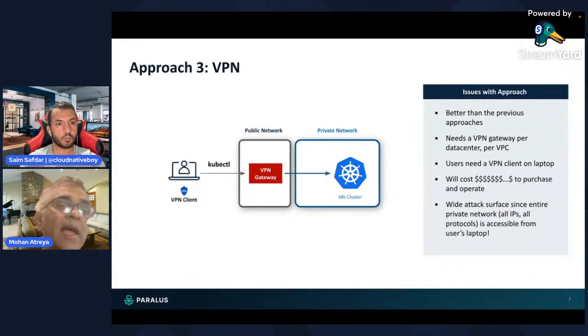So the VPN client, they just turn it on, they connect to the VPN concentrator, and the developer can run kubectl right on the laptop. No need to get on a bastion, which is going to be painfully slow and all that, right? But VPNs cost a boatload of money. They are not cheap. They're extremely expensive to operate.